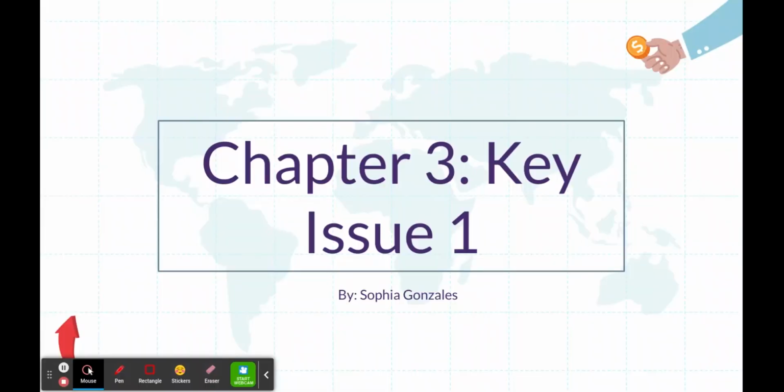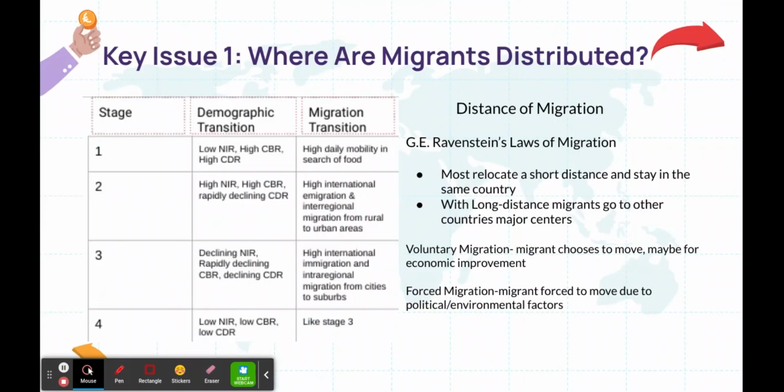Chapter 3, Key Issue 1. The migration transition helps us understand where migrants move and why. This produces the demographic transition model.